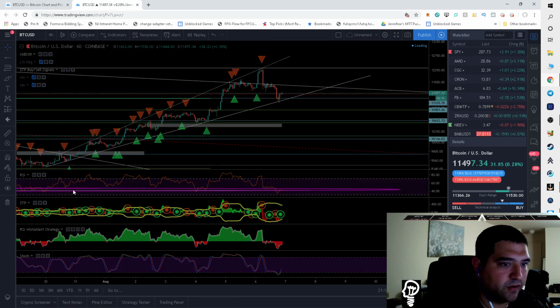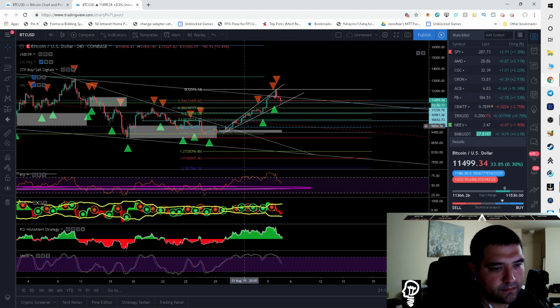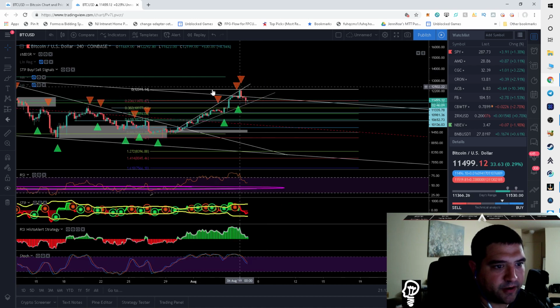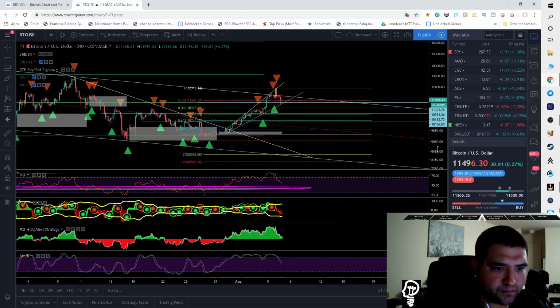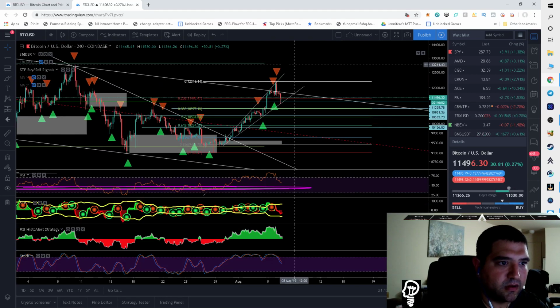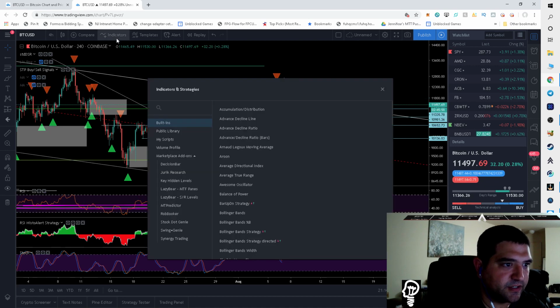If we go to a 4-hour chart, you can kind of get an idea of what kind of ascending broadening wedge pattern we're talking about here. We obviously did nail the top of this trend. You know what? What's his name gave me access to some of his swing indicators. Let's check those out real quick.